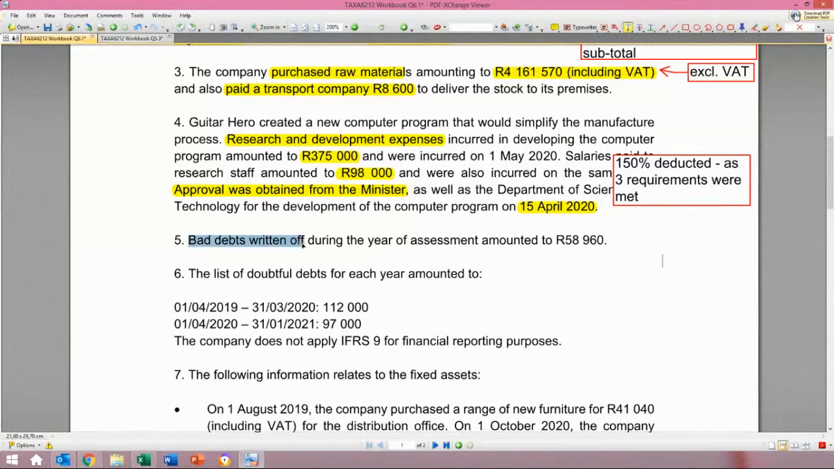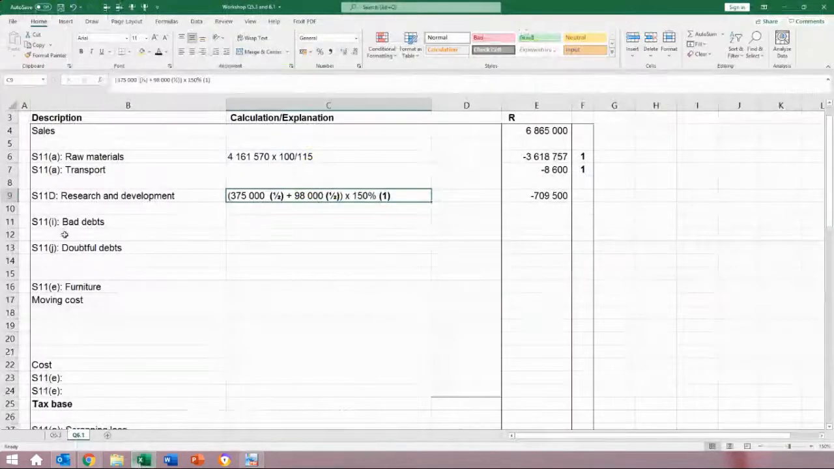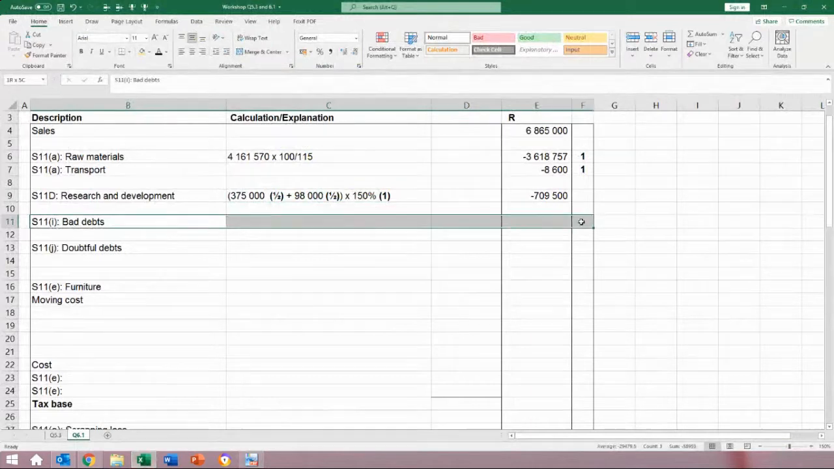Then at point 5, we're talking about the bad debts. The bad debts that were written off during the year of assessment are 58,960. Now, because they don't provide you with further information, you can assume that the income was previously included. If they specifically state that a portion was not included in income previously, you would deduct that amount from the deduction. But in this case, because they've left it open, you will be able to deduct the full amount.